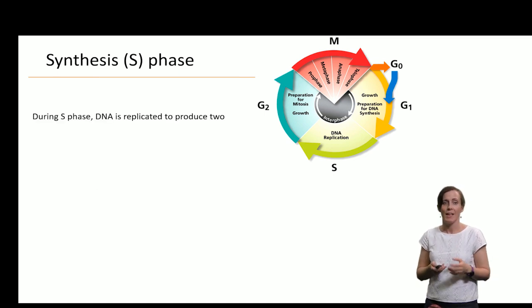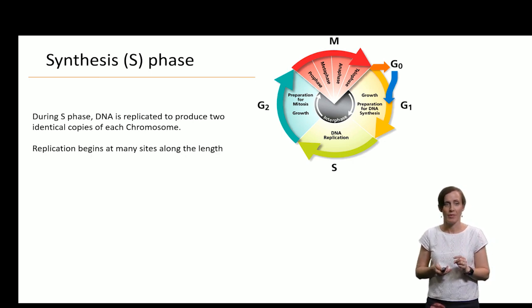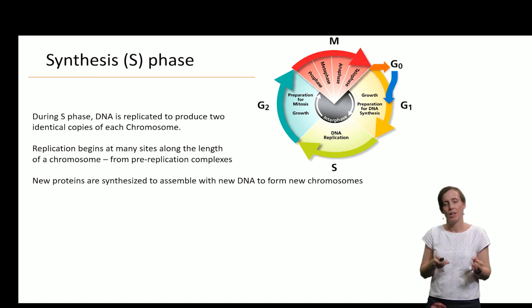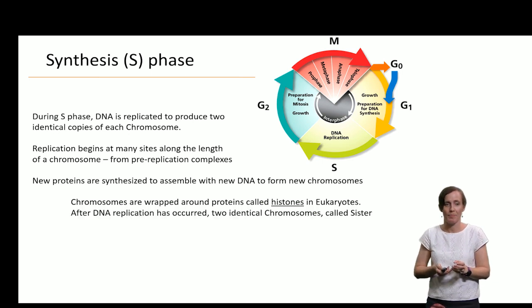During S phase, the DNA is replicated to produce two identical copies of each chromosome. This doesn't take forever, because replication starts at many sites along the length of each chromosome. They form pre-replication complexes, which then start and replicate the DNA. The cell also has to make new proteins to assemble with the new DNA to form chromosomes, because remember that DNA doesn't exist by itself. It's associated with histones to form chromosomes. The DNA is wrapped around the histone proteins.